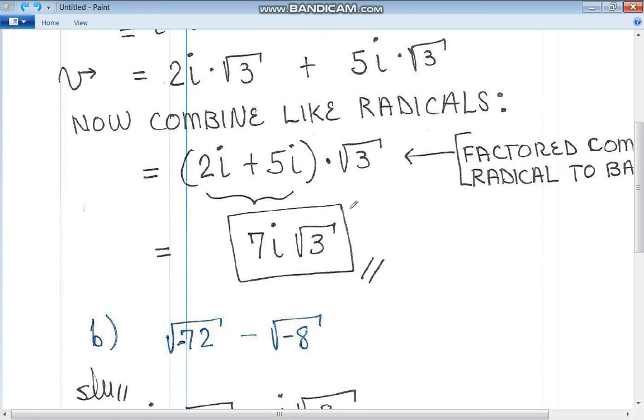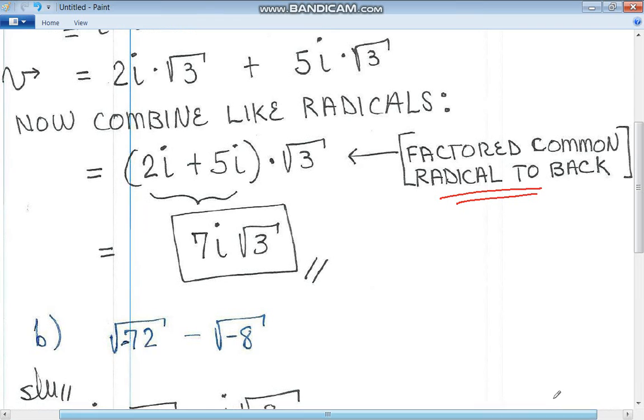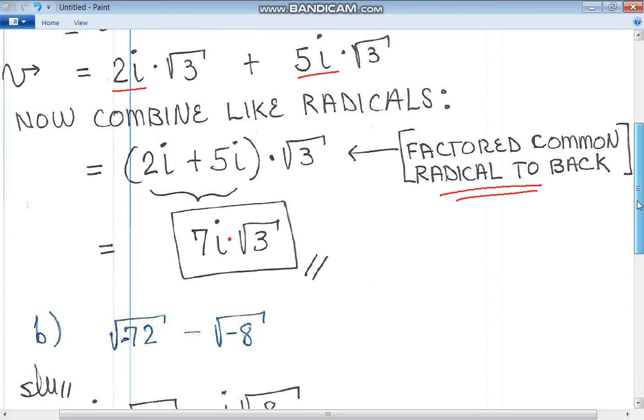So we can combine like radicals, and the way we do it is this way. We factor the common radical out into the back. And indeed, we did that. We pulled out the square root of 3 from each of the two terms, and in the parentheses, it left 2i from here plus 5i from here. That's a total of 7i times the square root of 3, and we're finished.